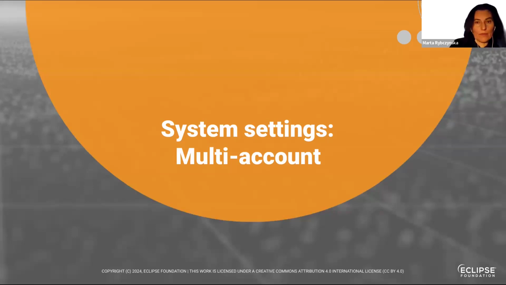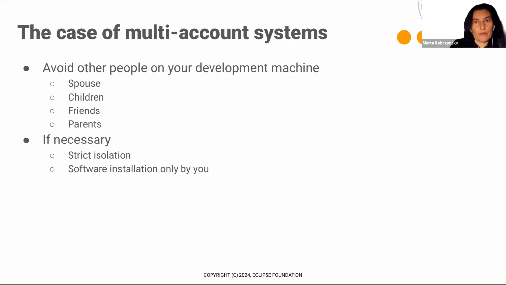On your system, what to do if you have multiple accounts? Well, avoid having your spouse, children, friends, and parents using your development machine, especially if they want to install things. If you need to have other people on your machine, then do as much isolation as you can, and configure it in such a way that only you can install software. That will limit the risks that you may have.